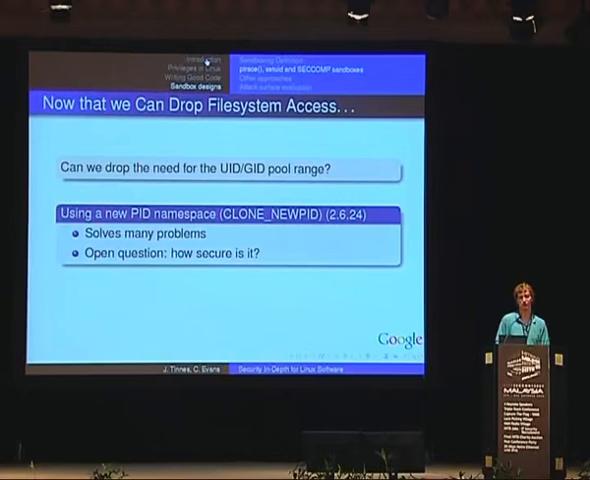But what we did afterwards was using a new PID namespace with CLONE_NEWPID. And that actually solves many problems. That actually solves all the problems I've mentioned before. And it's really good because we don't even need to have a special GID or a special UID. We don't need to switch UID or GID anymore. So that's very, very convenient. The only problem is it's quite a new feature, and there is an open question as to how secure it is.